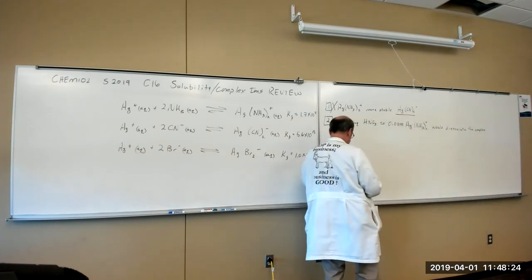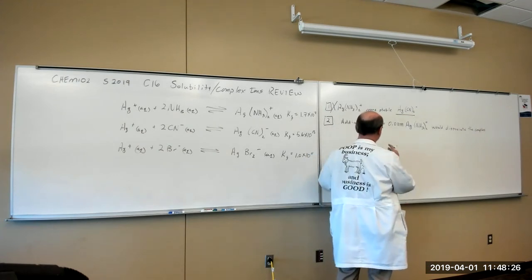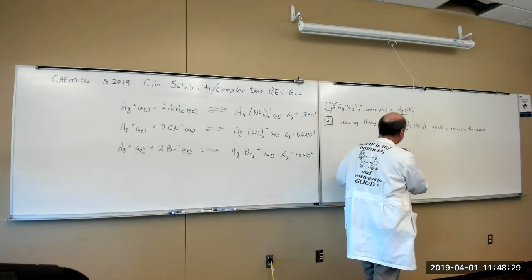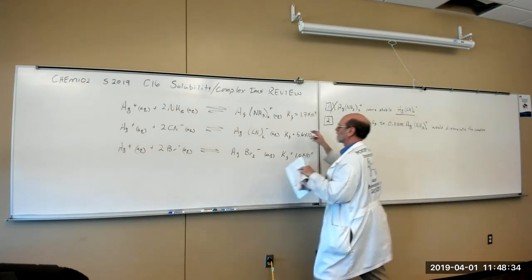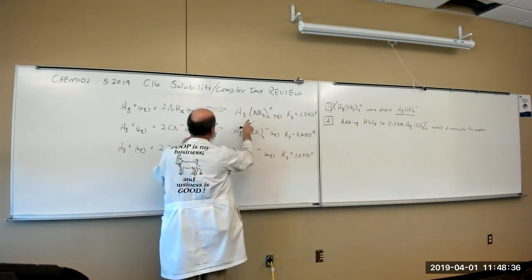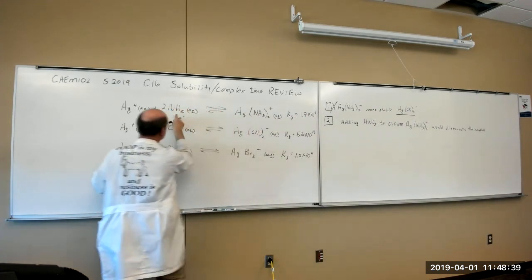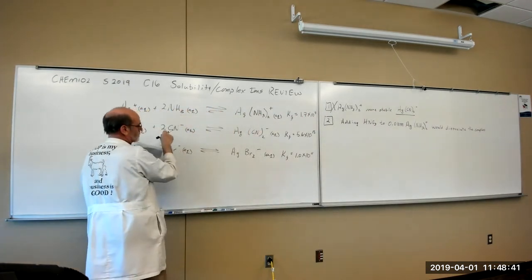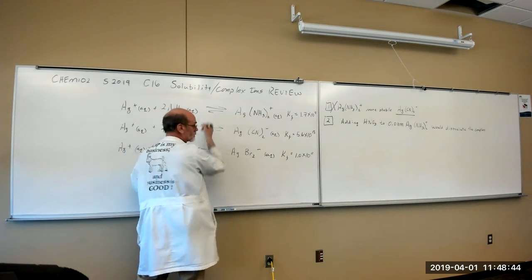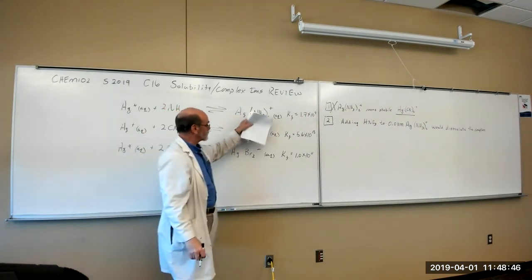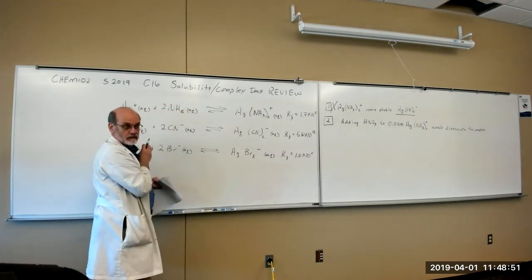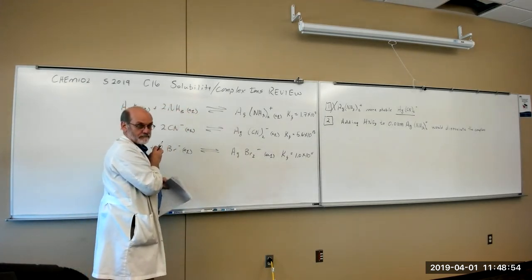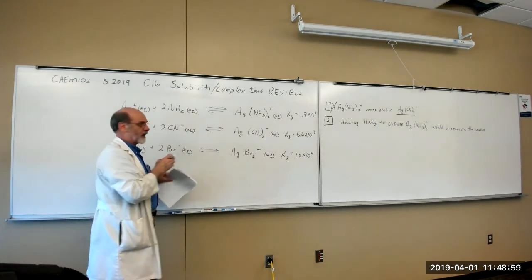So what does that mean? It means if we can do something to remove this from solution, then it will drive this reaction backwards. That would dissociate this complex, if we could do something to remove this one. I'm good so far? Okay.